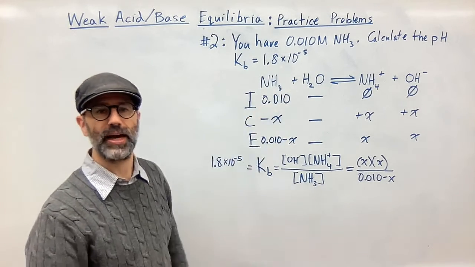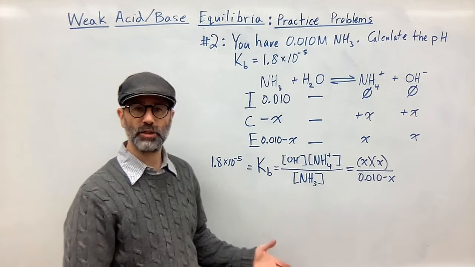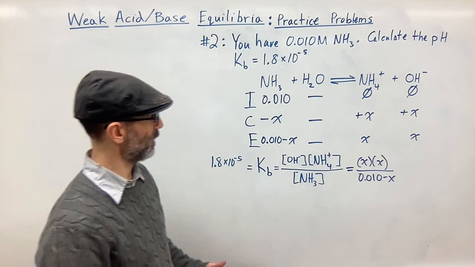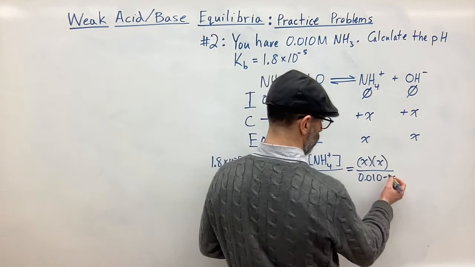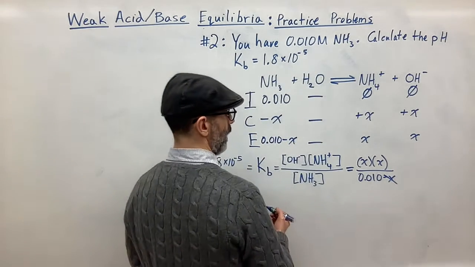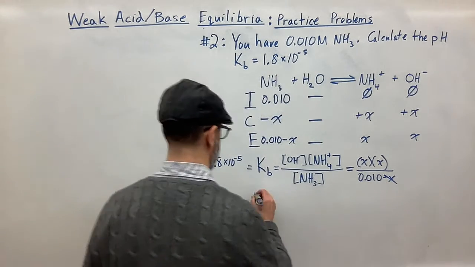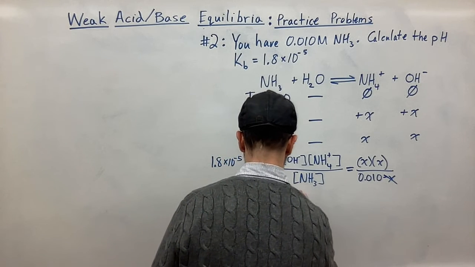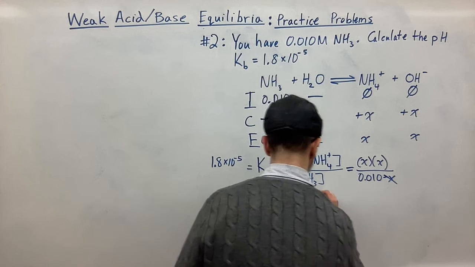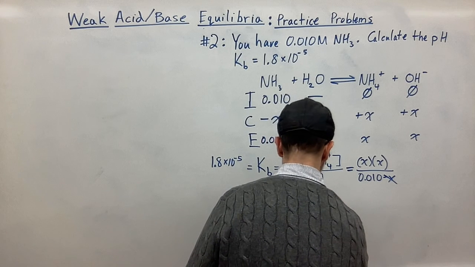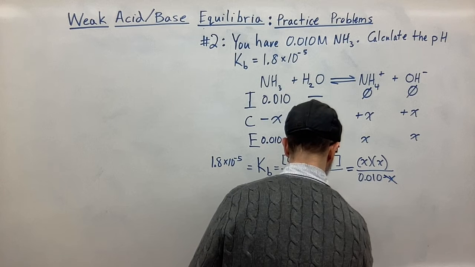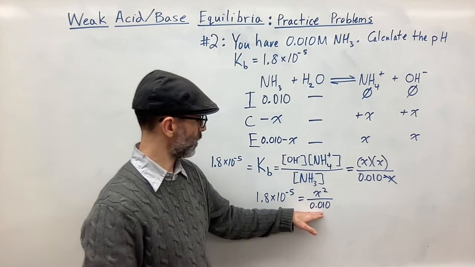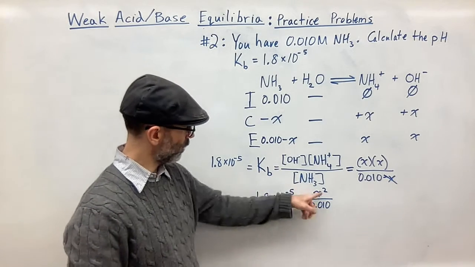So we can go ahead and do the x is small approximation, but again, we always have to verify with the 5% rule. So we'll assume that x is small, so it's negligible and we can get rid of it. It's not going to make a difference. And so now we can solve for x. We'll have 1.8 times 10 to the negative 5 is equal to x squared over 0.010. Now we just multiply both sides by 0.010, and then take the square root, and we'll get x.